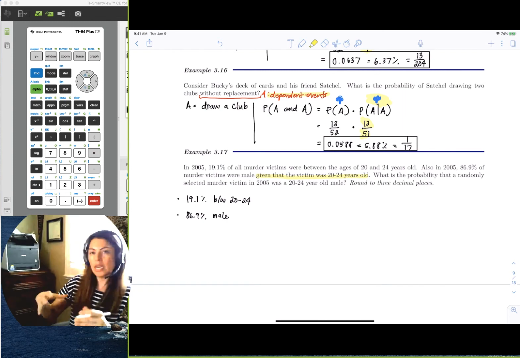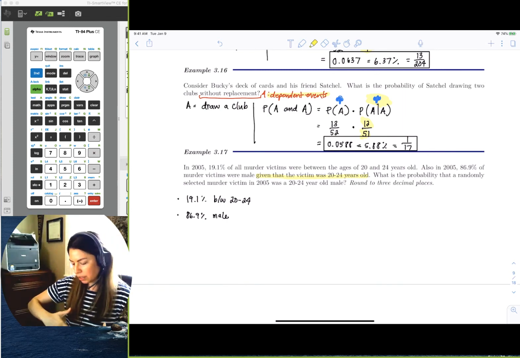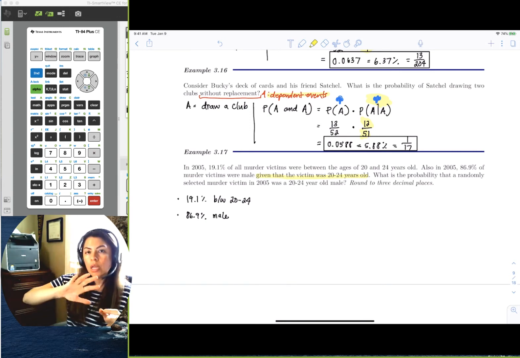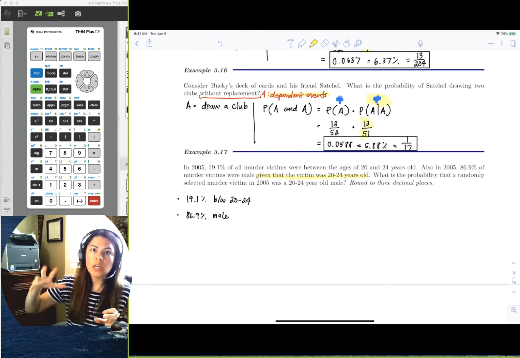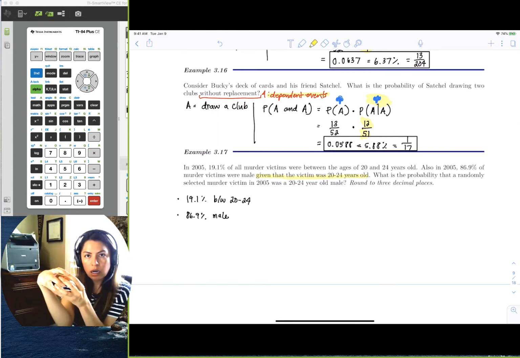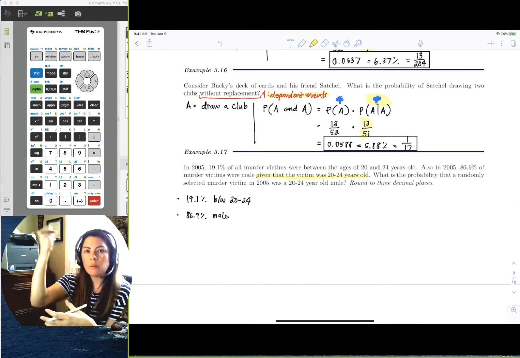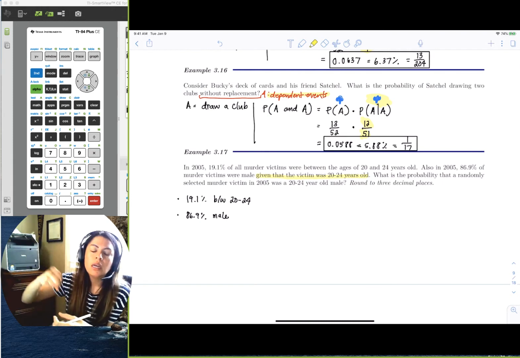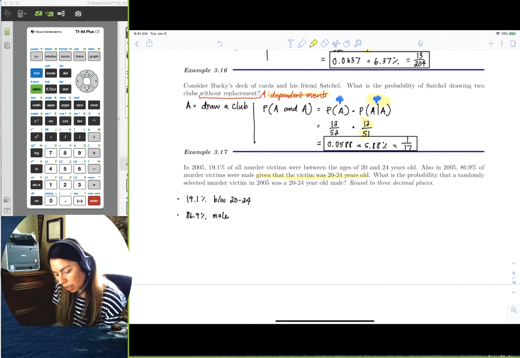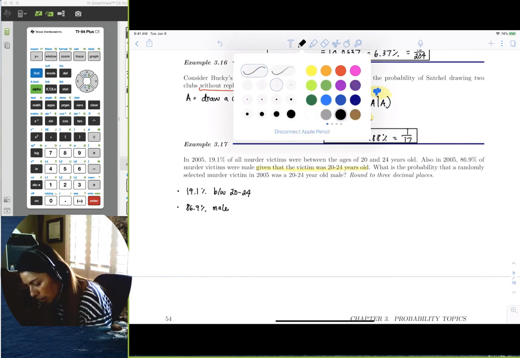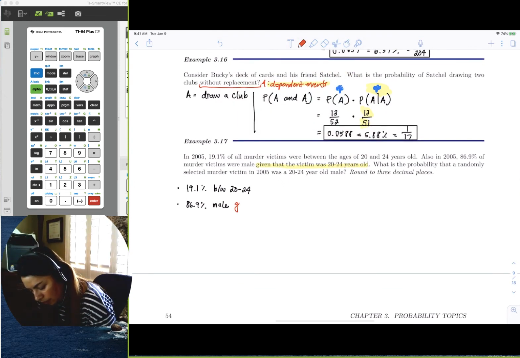Now what they're saying is they have all these murder victims between the ages of 20 and 24. If we have all these murder victims from all age groups, only look at 20 to 24, take your hand, grab somebody out of that 20-24 age group, and what is the probability that the person I grab is male? That probability was 86.9%, right? So let me write it in red: given the victim was 20 to 24 years old.